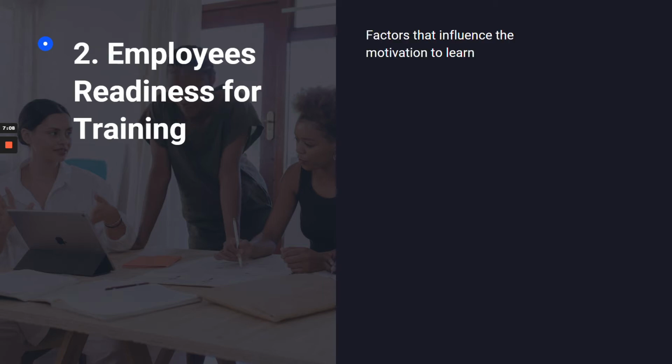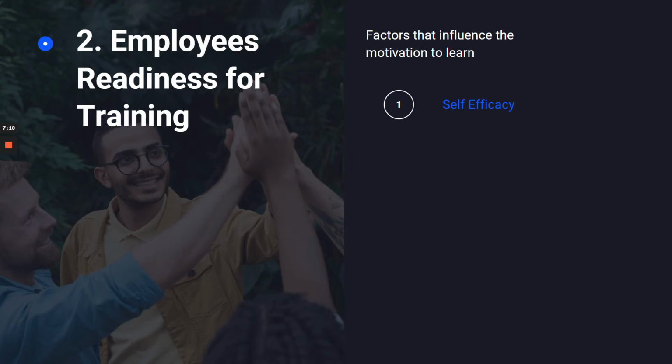What are those? Number one is self-efficacy. So with self-efficacy, the employee should have a belief that he can successfully learn the content of the training. Okay, so he should believe, he should be positive that he can learn. Then the employee must also understand that the training is for his advantage. Okay? And learning gain could be an asset for future advancement.